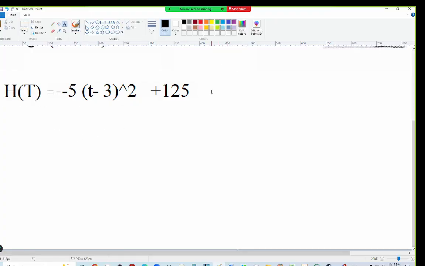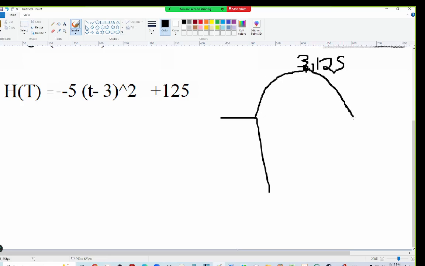But this is an interesting question. We know Hercules is standing there and he throws the rock, and that's when it hits a maximum of 125 at 3 seconds. Then we know it goes down and hits the water at 8 seconds, comma 0. Good? Notice 125.